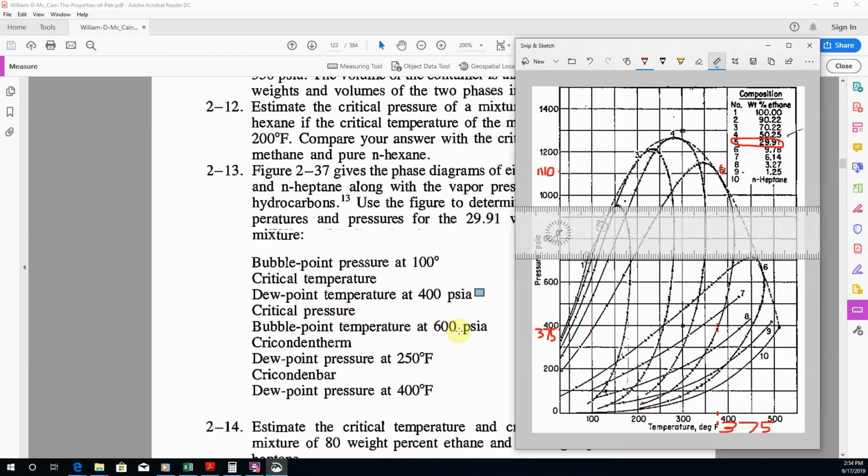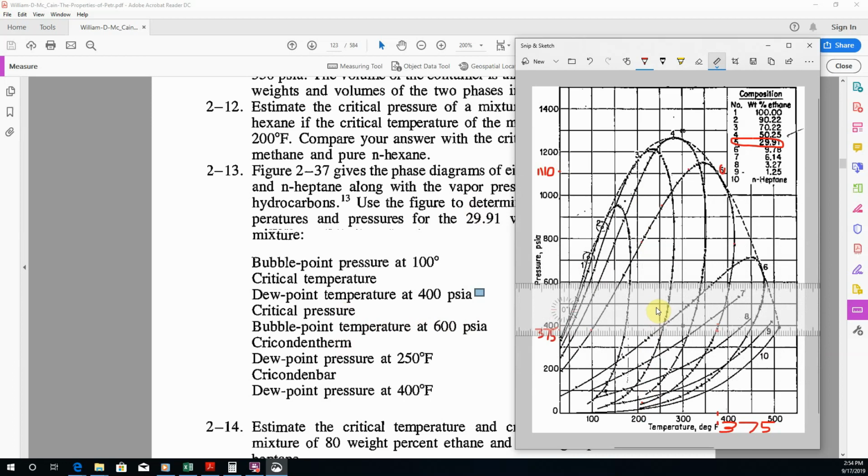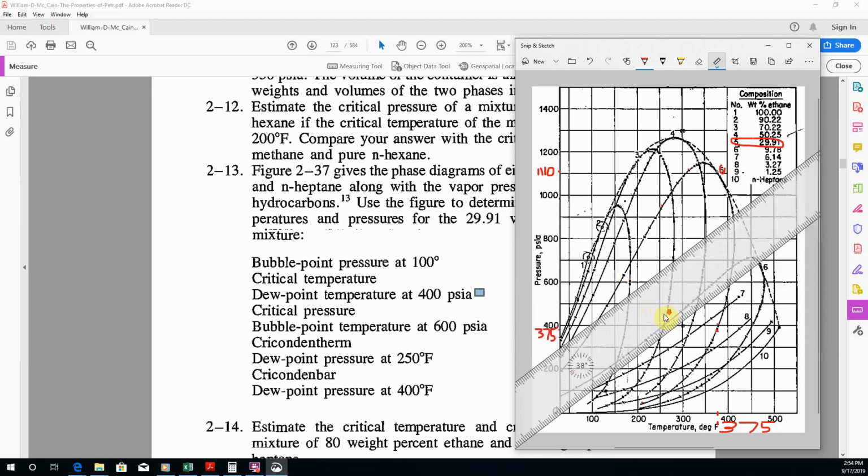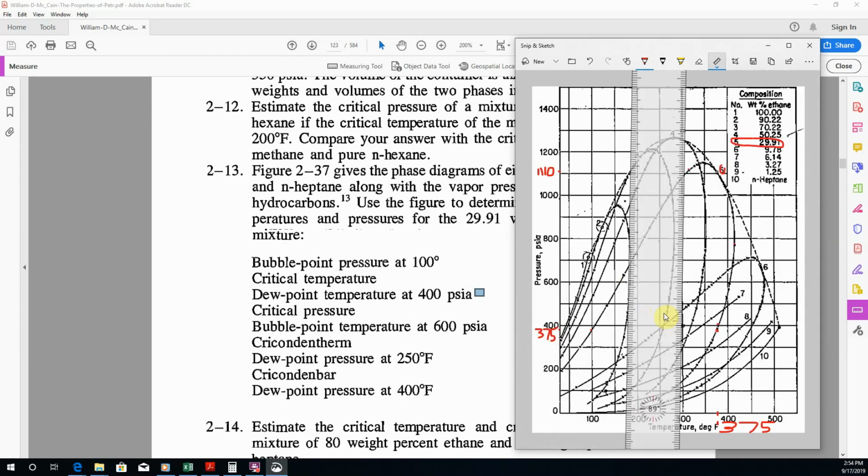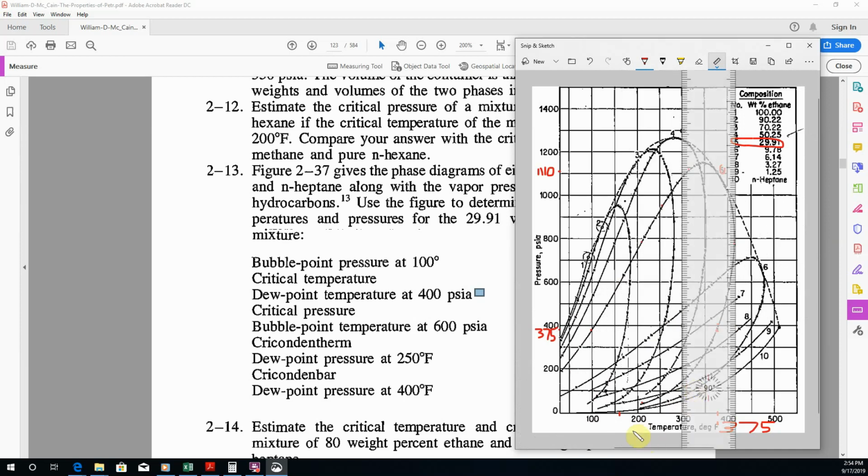Bubble point temperature at 600 psi. Here's 600 psi. Bubble point temperature would be right about here. Let me flip it around so I can get a better view. So right about in there, seems to be right here. That looks like 150, maybe 160 Fahrenheit. That's the answer to that one.